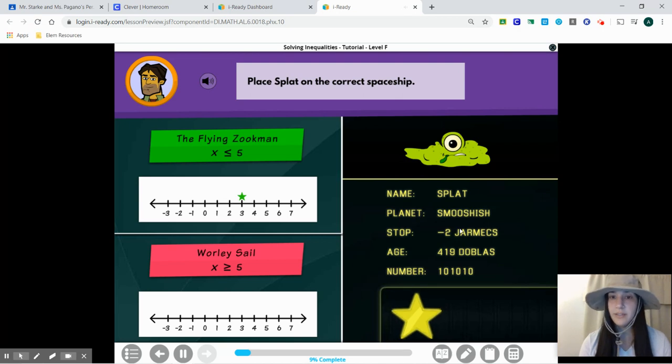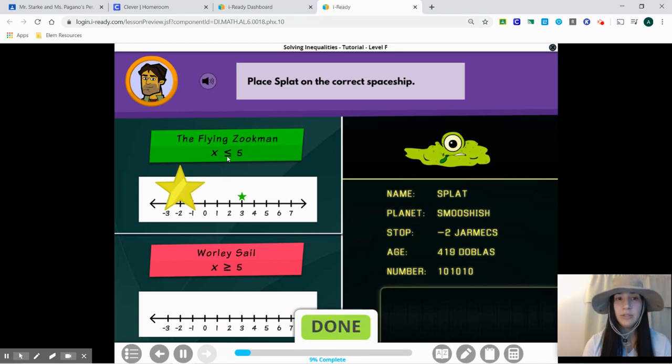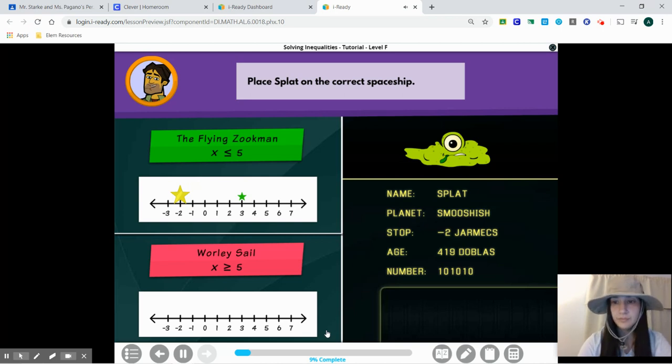Okay, so we need to think. -2 is here and here. We need to think which spaceship they're going to be on. We know that -2 is less than 5, so we want to put him on the Flying Zookman right here. And remember our little hint, whichever way the arrow is pointing, that's the way the numbers are. So we want this one because the numbers are going to the left. If we had a number that was larger than 5, we would put it on the Whirly Sail because those numbers are over here. That's right. -2 is less than 5, so Splat should ride the Flying Zookman. Yay.